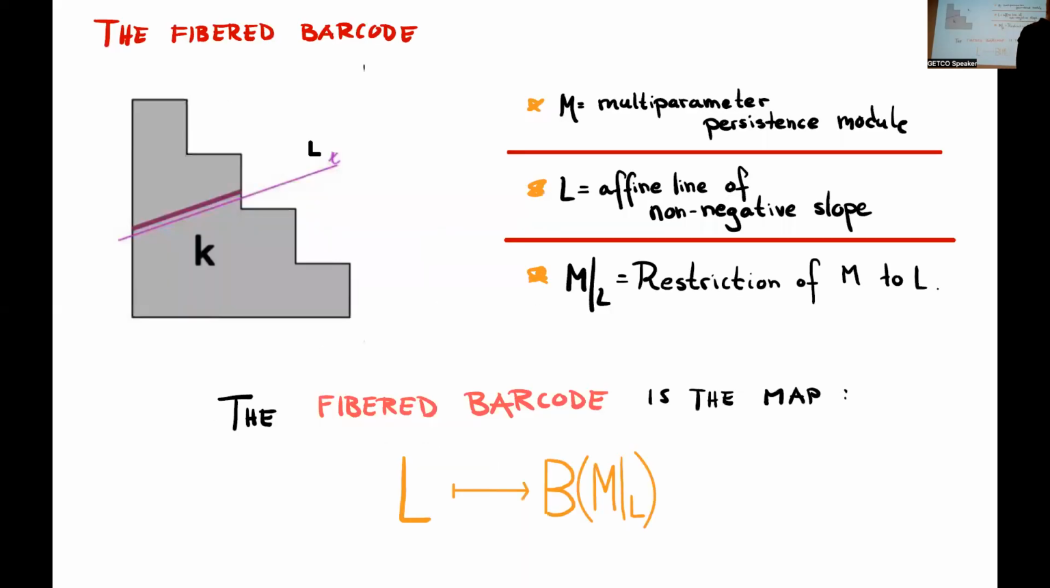Okay. And then another thing that we do consider quite a bit, that Claudia also mentioned, is the fiber barcode. Because if I take now a 2D module, then I can always take the restriction to a line, and since that is going to be a totally ordered set, I know that it has a well-defined barcode. So what I can do is just consider all the affine lines with non-negative slope. I take the restrictions, and I look at the barcode as the line varies. Okay, that's the fiber barcode.